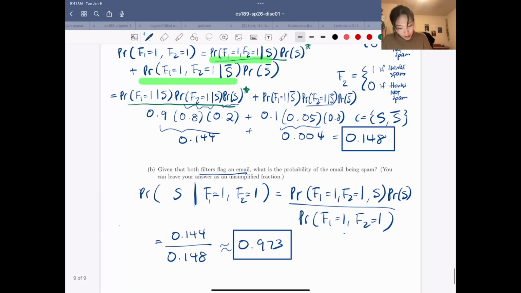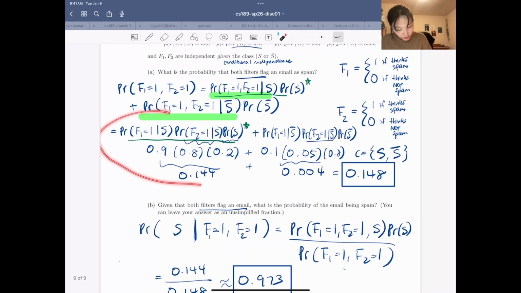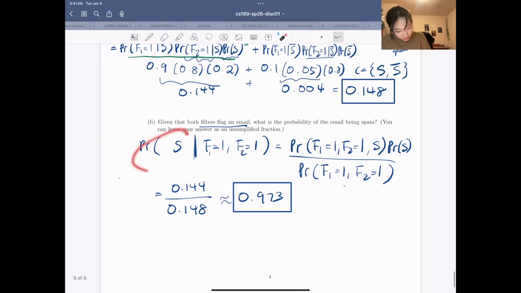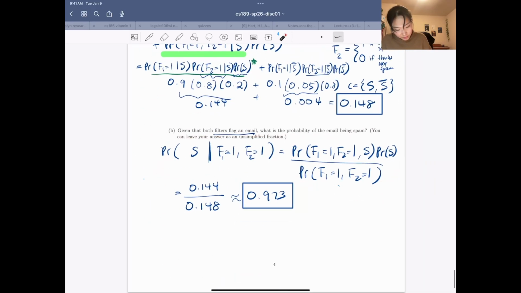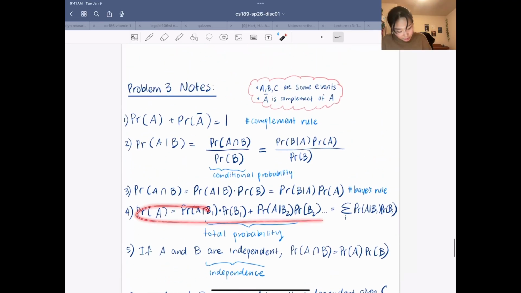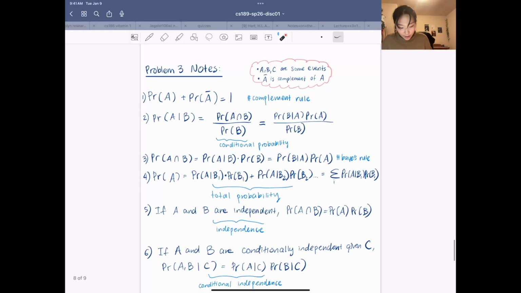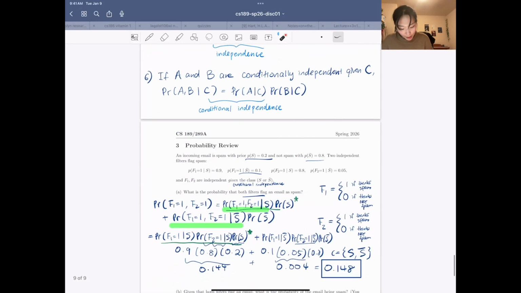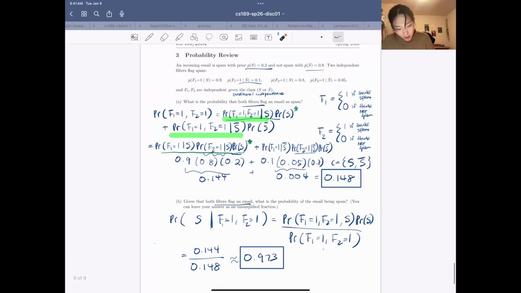If this part was confusing at all, it really was an application of the total probability rule and the conditional probability combined with Bayes' rule right here. I encourage you to review that if you are still a little bit stuck. With practice, it will get easier. Otherwise, thank you for watching and congrats on finishing discussion 1.